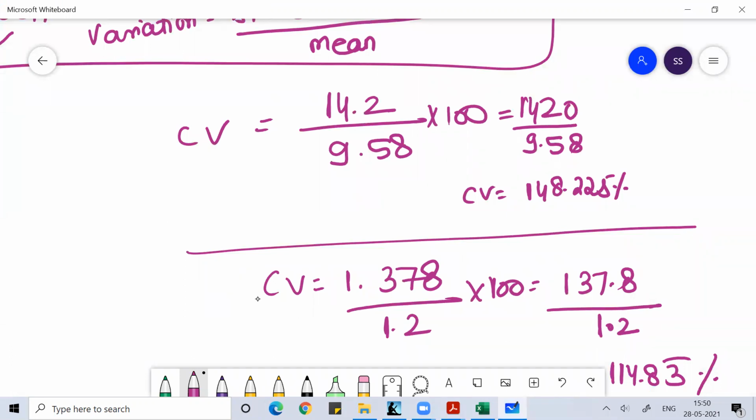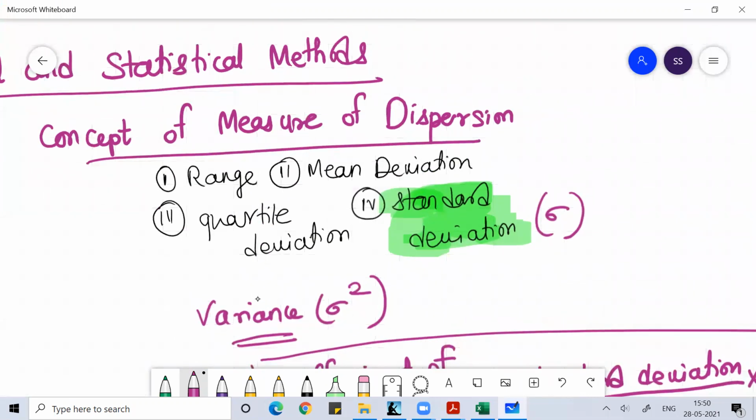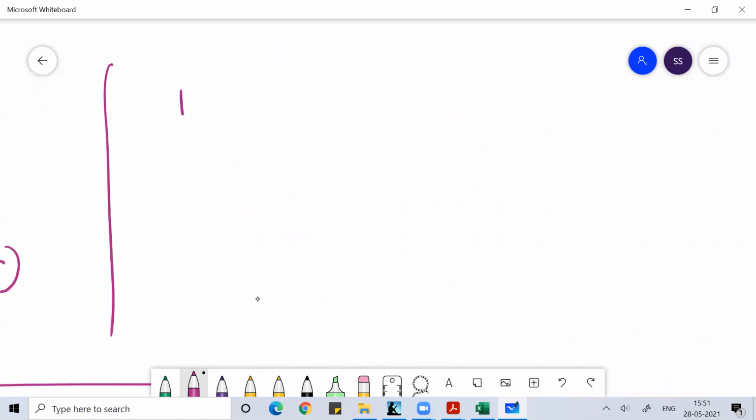So you understood. In measure of dispersion, we'll discuss a lot of concepts: range, mean deviation, quartile deviation, standard deviation. But the most important concept is the concept of standard deviation only. When we say range, what is range? Range is highest value minus lowest value. If you get a set of data, take the highest value minus the lowest value, that is range.